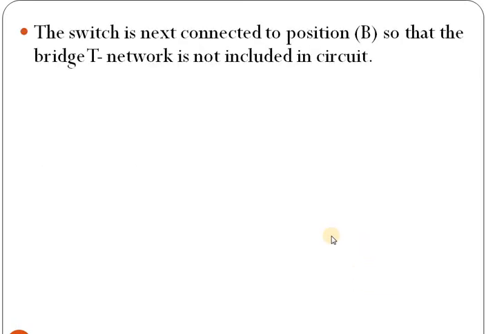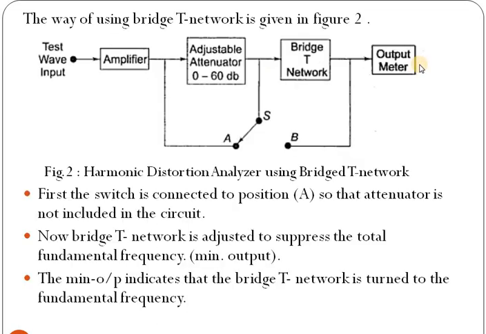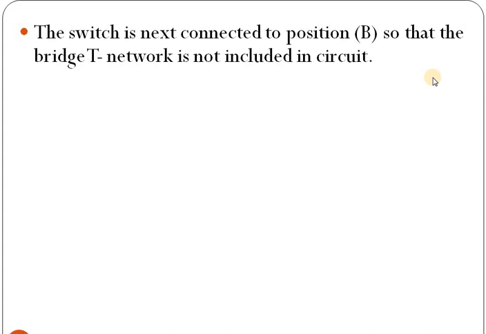Next, the switch is connected to position B, so that the Bridge-T network is not included in the circuit. Previously, when the switch was connected to A, the adjustable attenuator was not included, whereas now the switch is moved from A to B and the Bridge-T network is not included. Now this part is connected to the output meter. Since the Bridge-T network has already suppressed the fundamental, only harmonic components are applied to the output meter.